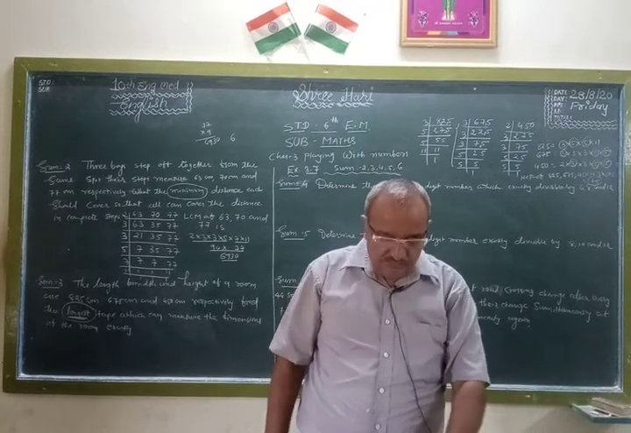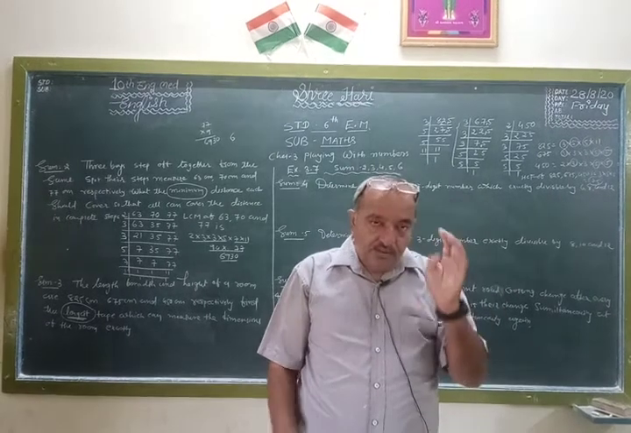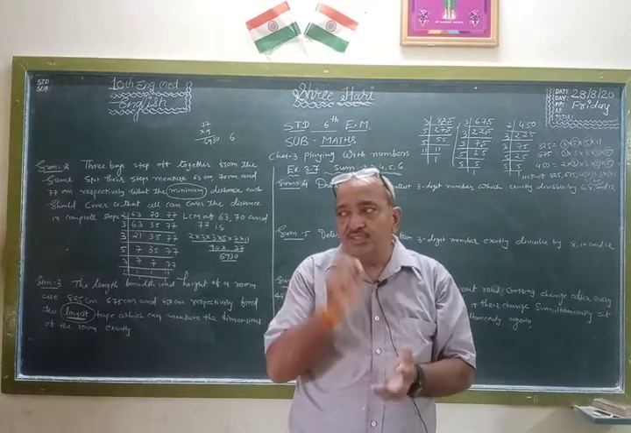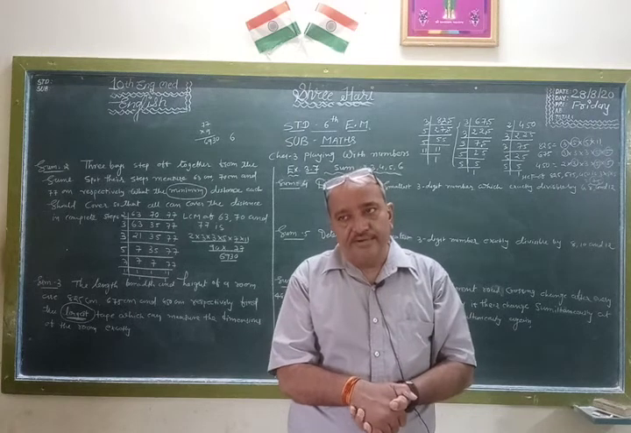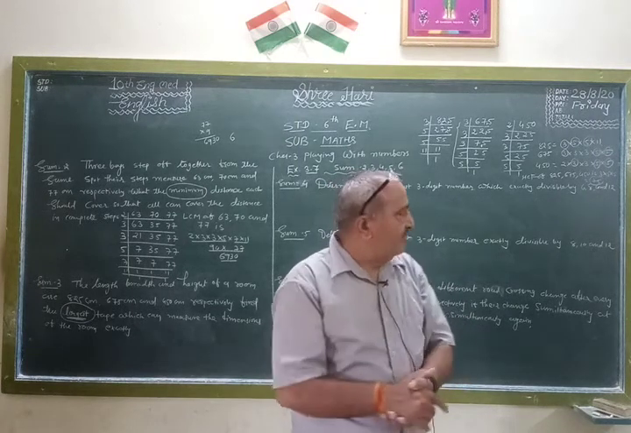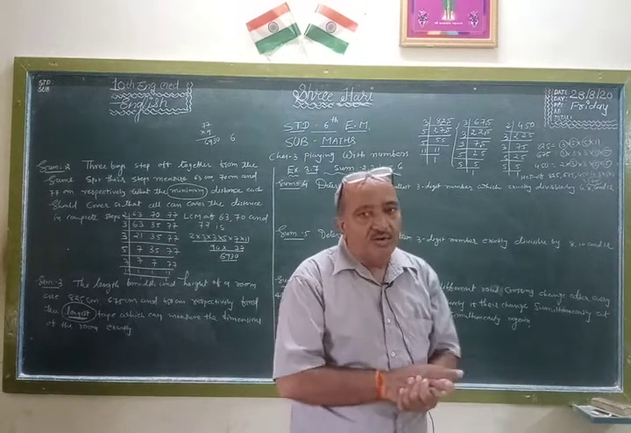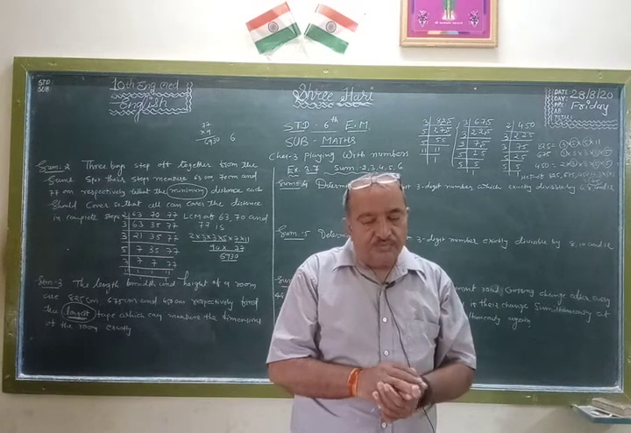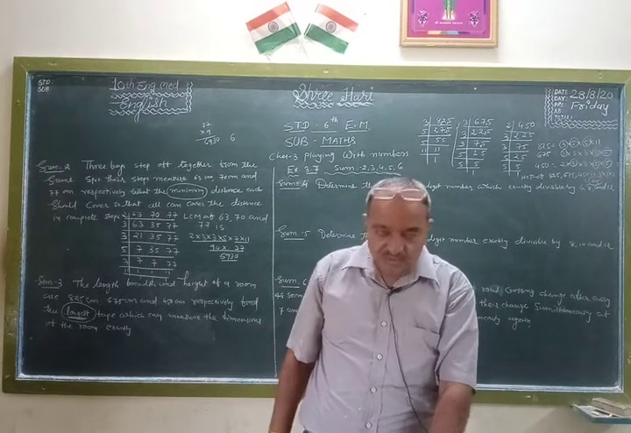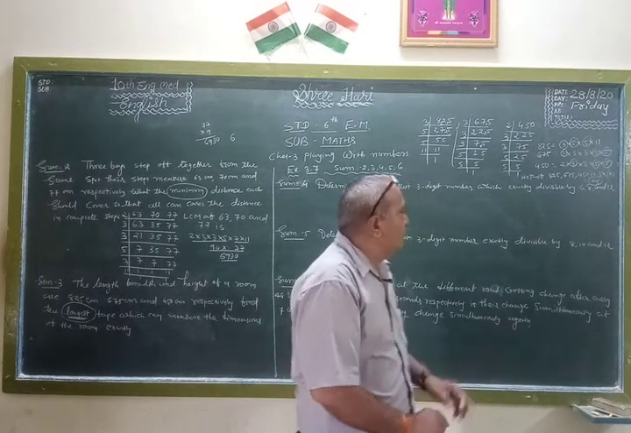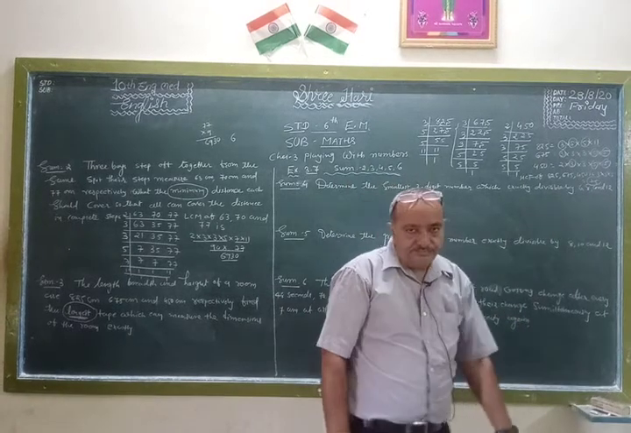Friends, we know the smallest 3 digit number is 100, but 100 can't be divided by 6, 8 and 12, all numbers. So first we find the LCM of 6, 8 and 12.